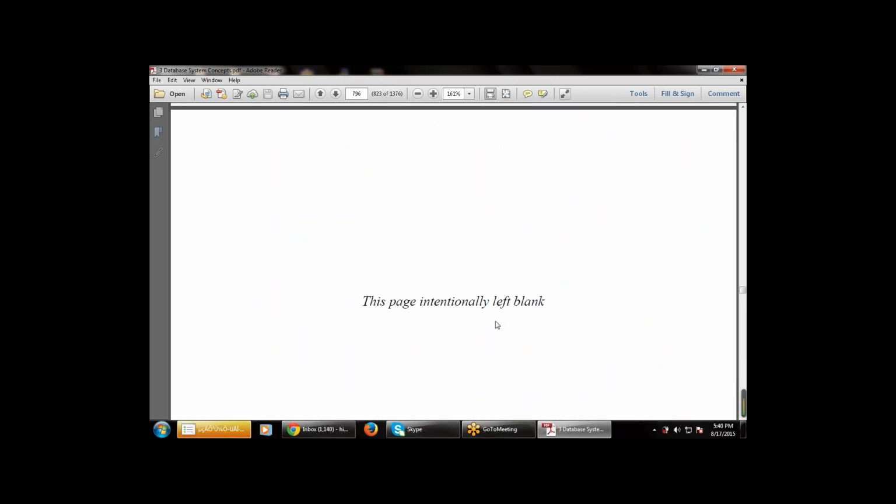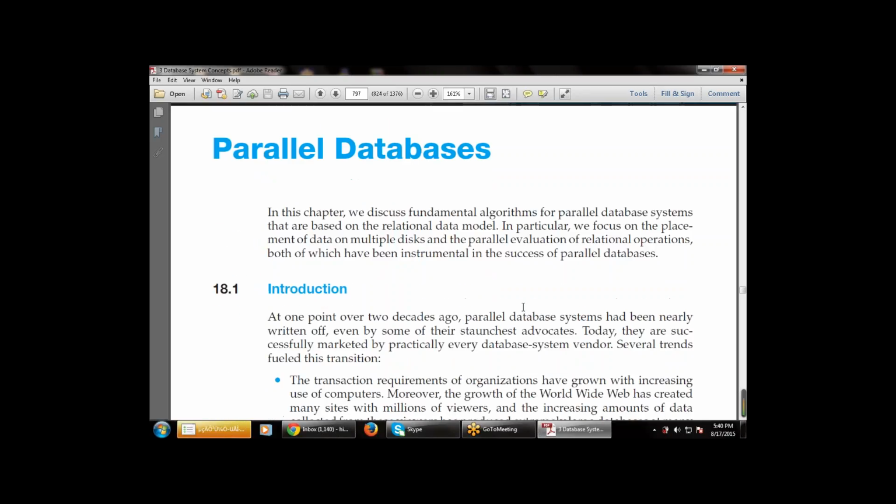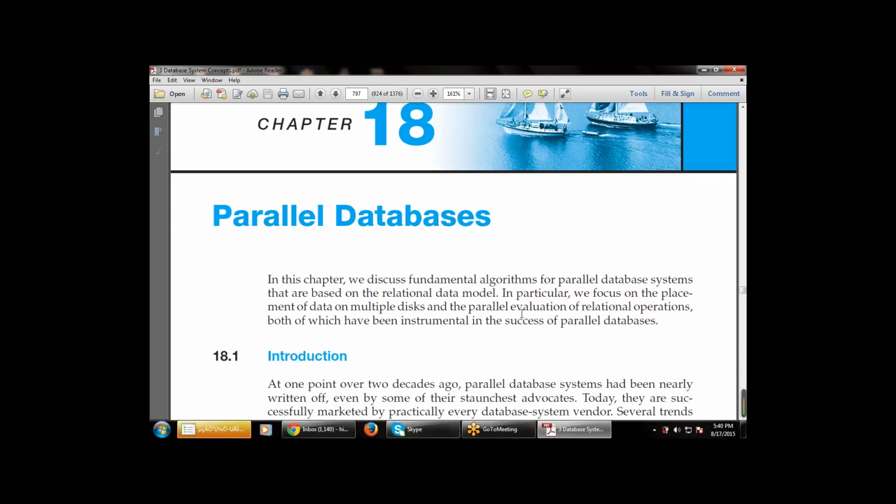Now next is chapter number 18, the parallel database. In detail we will study what a database system is and how it works. I am going to start this chapter in the next class, in tomorrow's class.